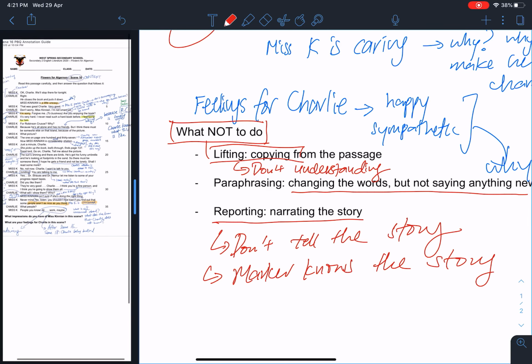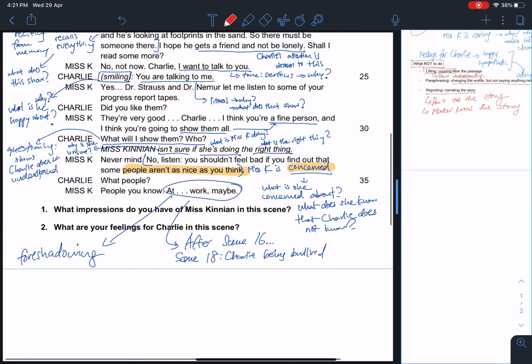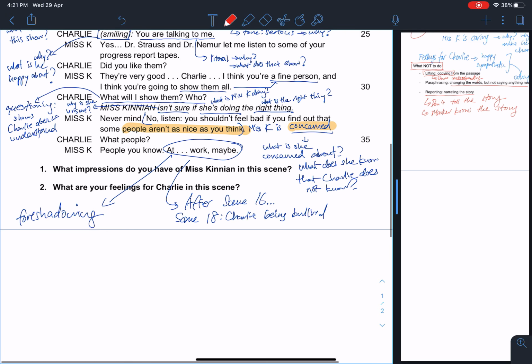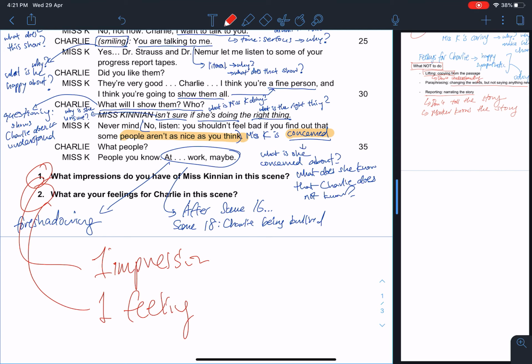So using this, please go and do the work. The work is here. Question 1 and question 2. What impression? Give me one impression and one feeling, and of course, backed up with 2 pieces of evidence each. And of course, you must explain them. Please try not to paraphrase or to copy. Try to use your own words to do it. Have fun, and I will see you when school reopens.